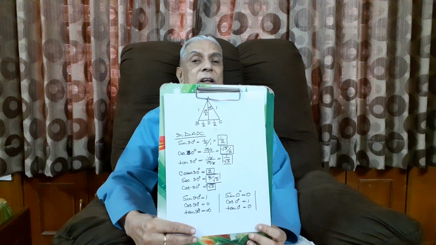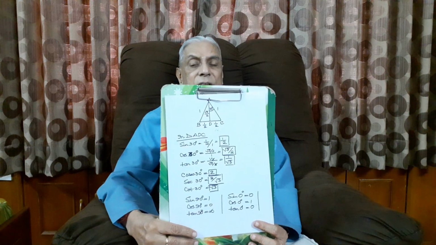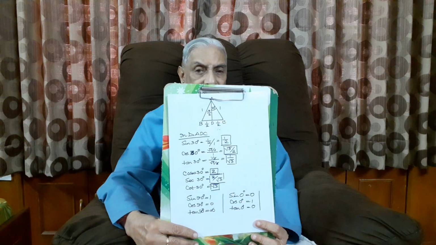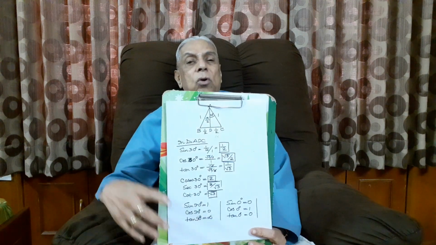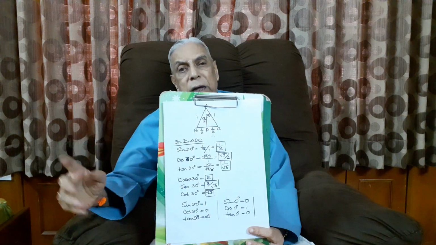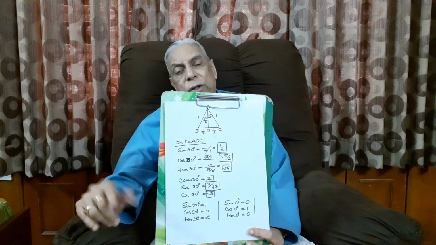I once again ask, what is sin 30? Sin 30 is half. What is cos 30? Root 3 by 2. What is tan 30? That is equal to, once again, 1 by root 3. It is not root 3, it is 1 by root 3.